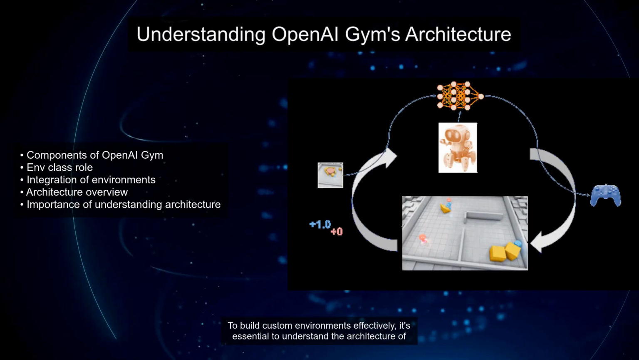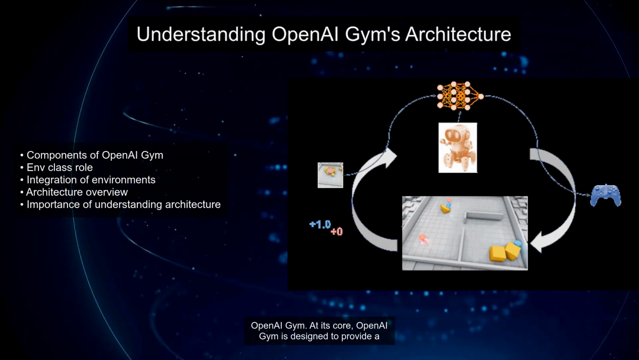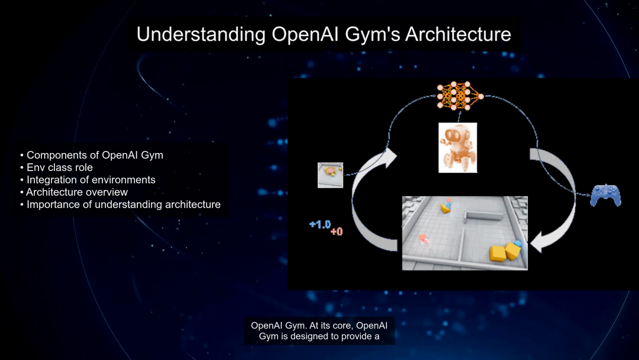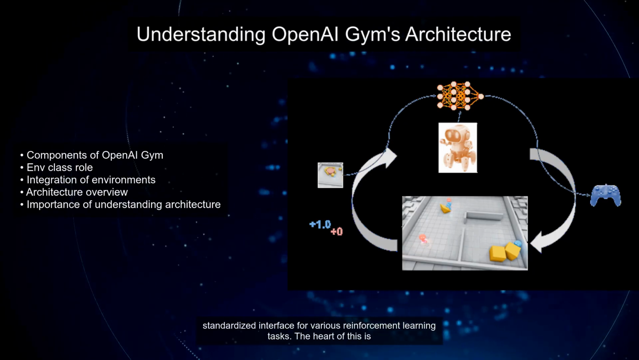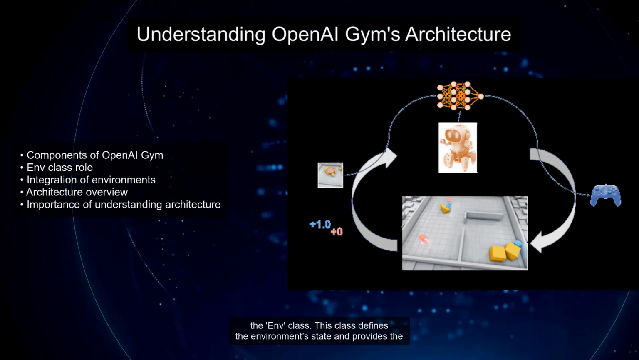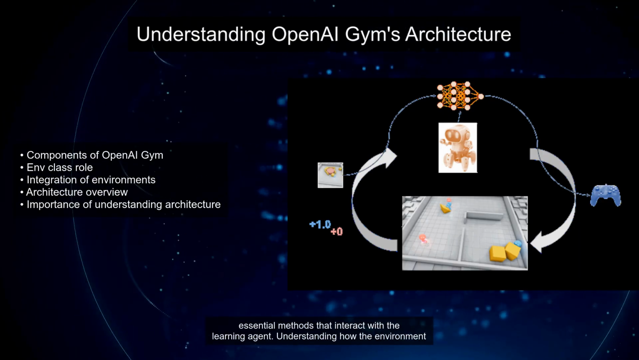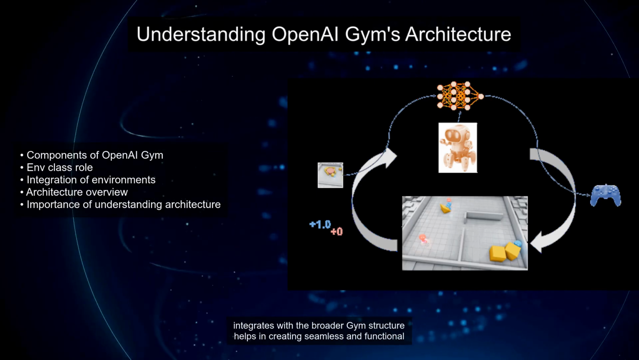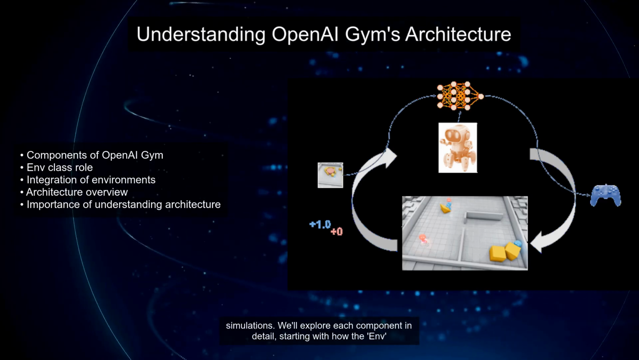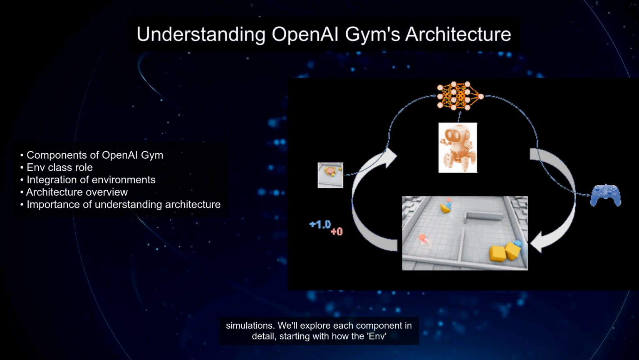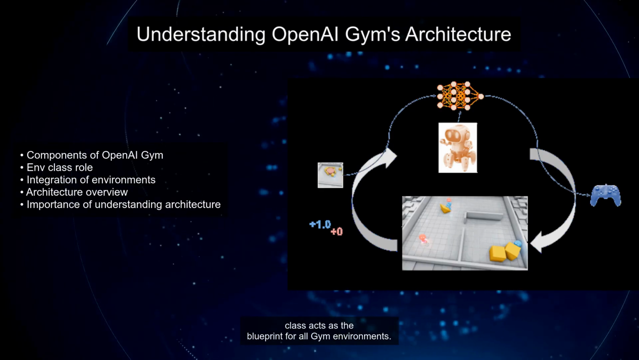To build custom environments effectively, it's essential to understand the architecture of OpenAI Gym. At its core, OpenAI Gym is designed to provide a standardized interface for various reinforcement learning tasks. The heart of this is the Env class. This class defines the environment state and provides the essential methods that interact with a learning agent. Understanding how the environment integrates with the broader gym structure helps in creating seamless and functional simulations. We'll explore each component in detail, starting with how the Env class acts as the blueprint for all gym environments.